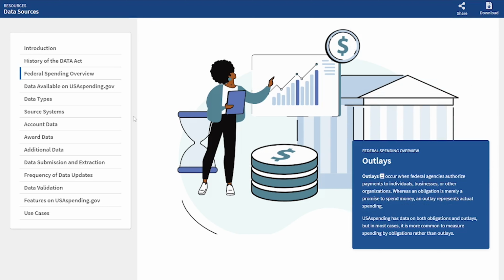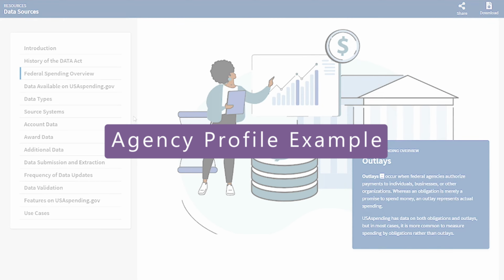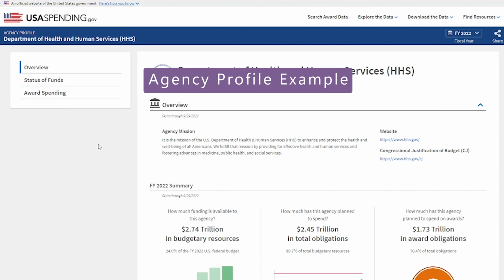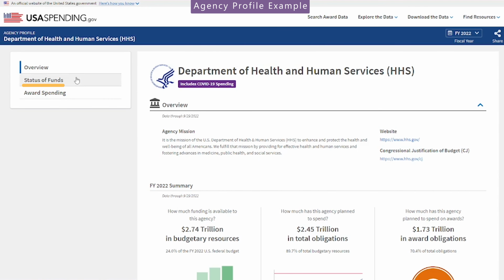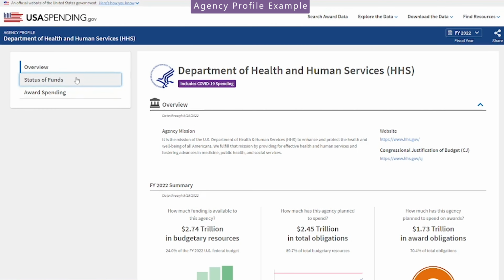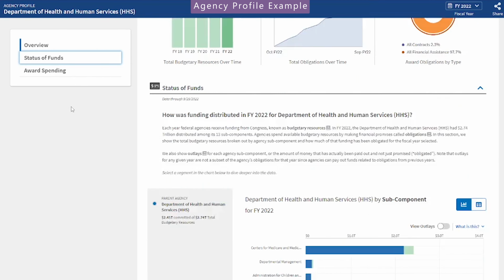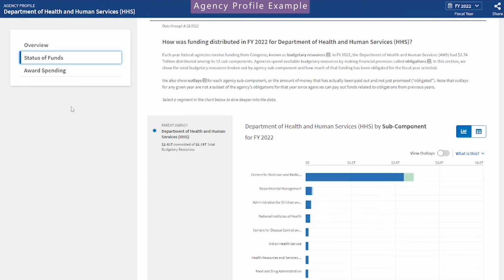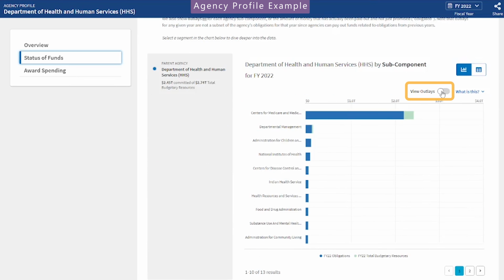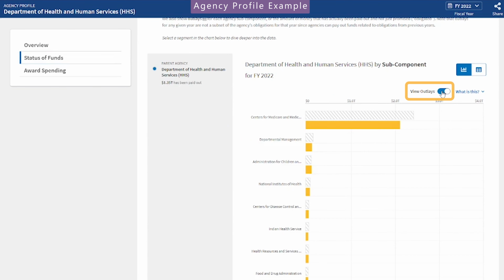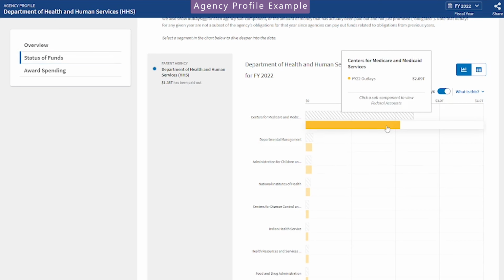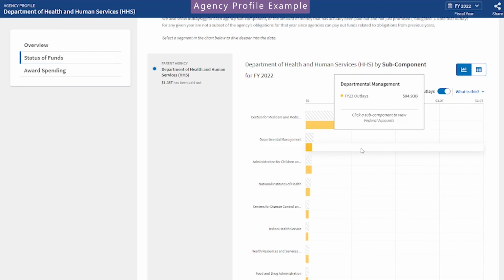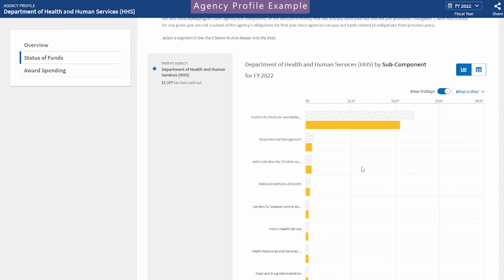Let's look at an example of outlays in one of our agency profiles. The Status of Funds section shows you total budgetary resources and obligations for sub-agencies of this agency in fiscal year 2022. If you click the View Outlays toggle, you'll see amounts outlaid for these sub-agencies. Again, note that outlays could be recorded for amounts obligated in the current fiscal year or in previous fiscal years.